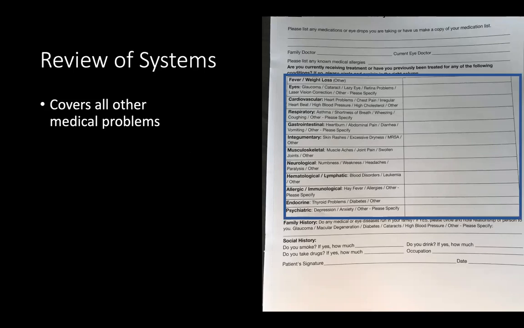Great. So the review of systems, this covers all of the other medical problems. On this screen, you can see an example of the review of systems that we use under each category of the systemic system. We've got different problems that we want to just ask about, things like asthma, shortness of breath, heartburn, abdominal pain. This is something that the patient actually fills out for us in the waiting room.